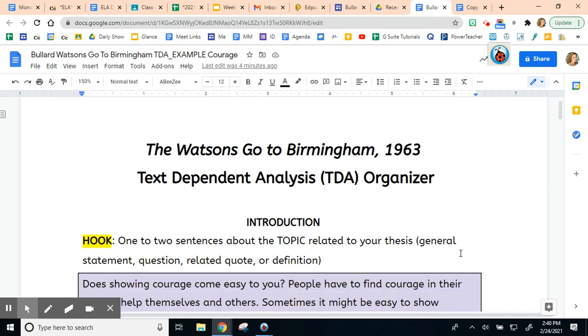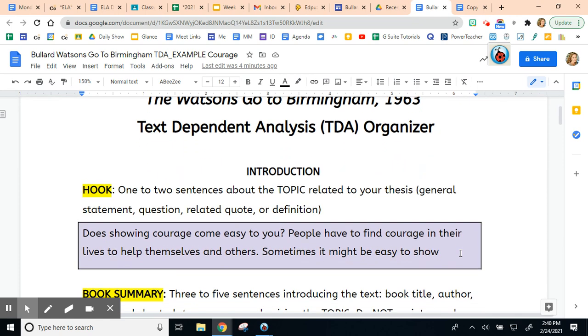So if you look at my hook, I chose a theme that's not one of your 3 choices. I chose a different theme as an example, and my theme is about courage. And I used a question to start my essay with a hook. My hook is a question. So I wrote, "Does showing courage come easy to you?" See, that's a question. And the reader is probably thinking, maybe, sometimes, sometimes not. And that's what a good hook does. It gets the reader thinking.